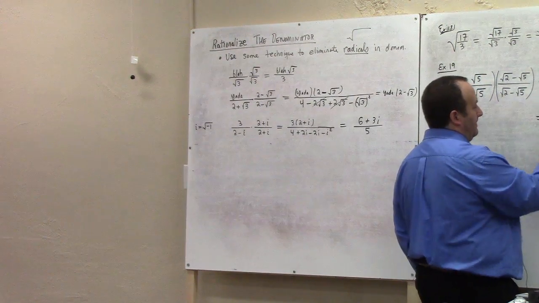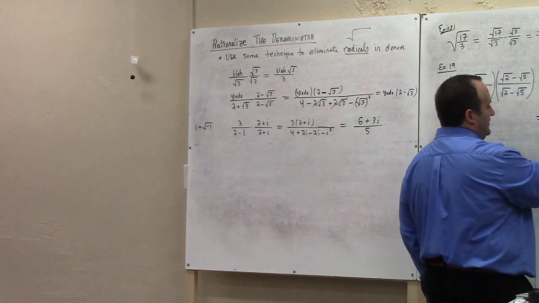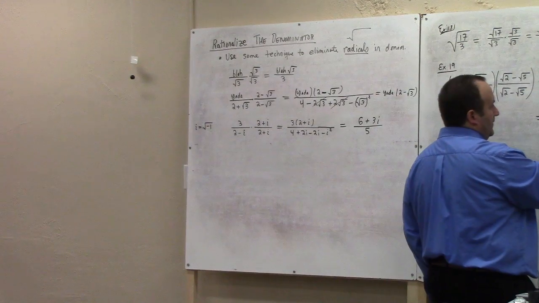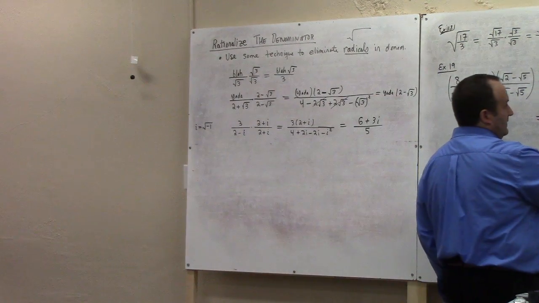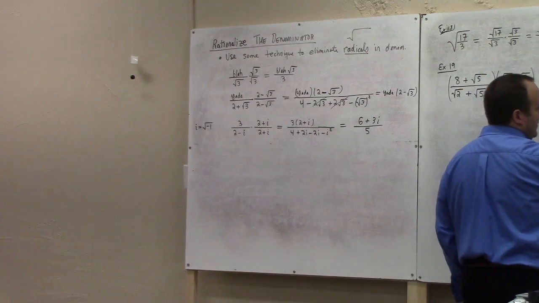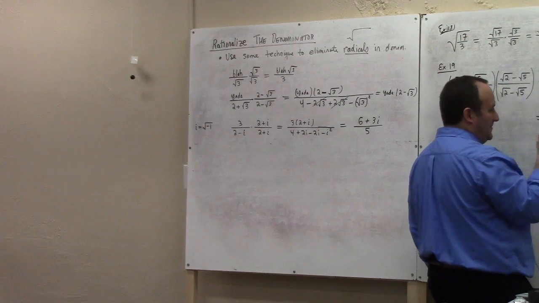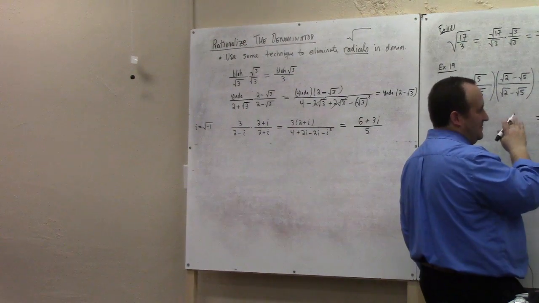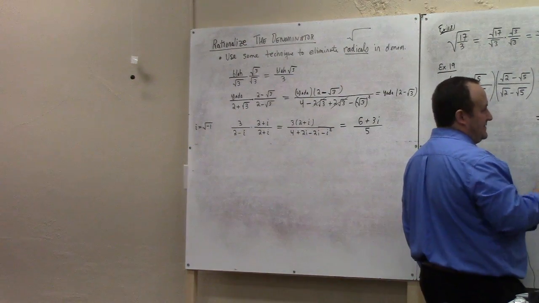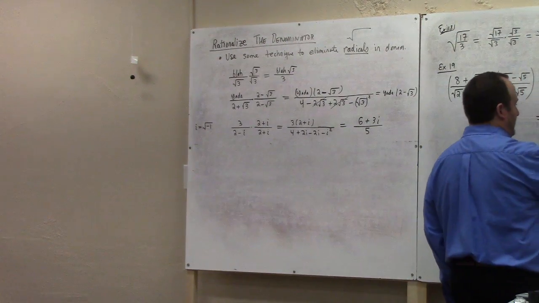And what happens upstairs? Looks like I've got 8 root 2, right? Minus 8 root 5, plus the square root of 10, and then minus 5. I don't think you can really collect any of these terms, all divided by 7. So to me, that would be a good answer right there.